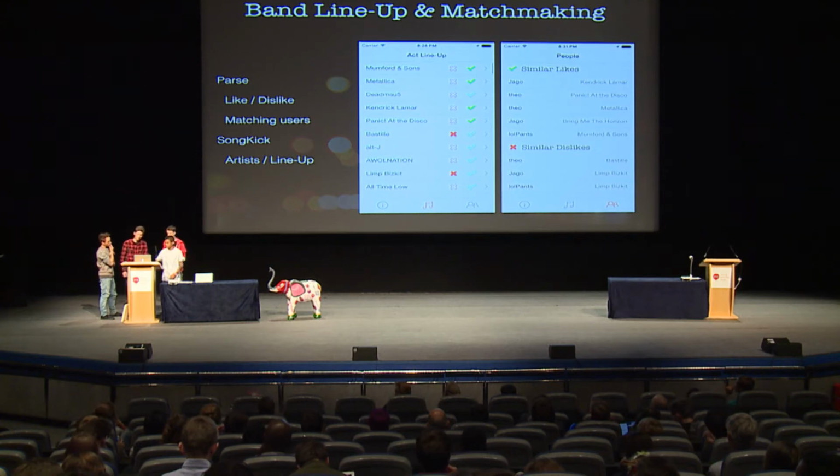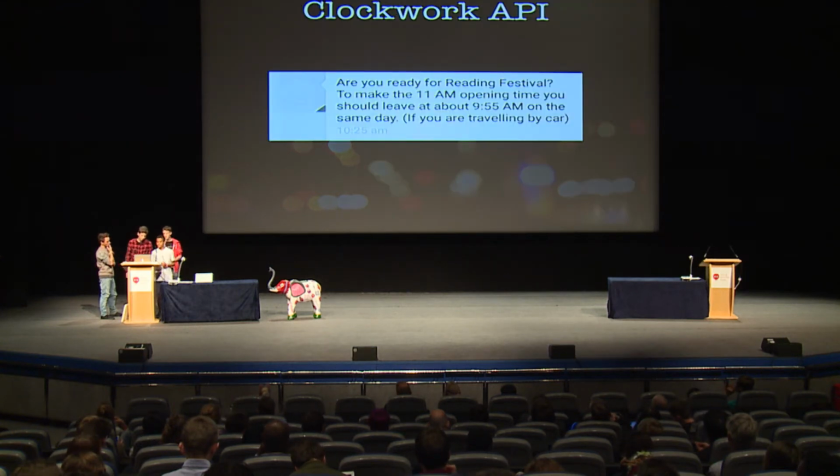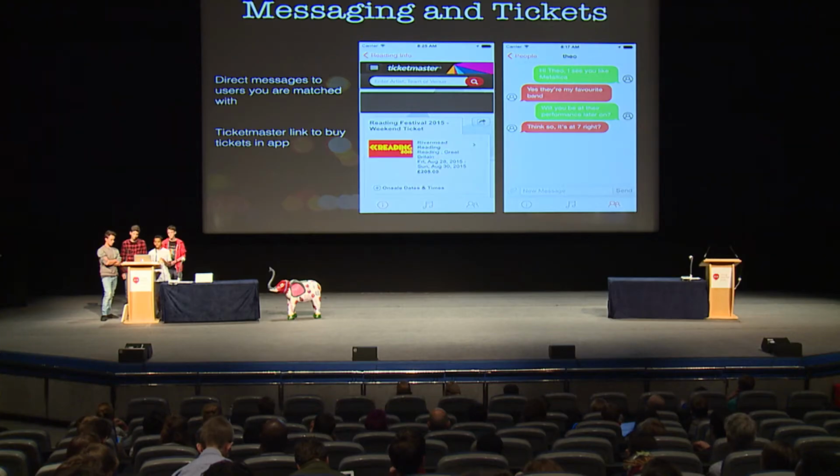We also integrated the Clockwork API to give you a notification of when you should leave for your festival. So that's calculated when it finds directions by car. It then takes away that travel time to give you a notification of when you should leave. We also added a link to Ticketmaster so you can buy tickets in-app, and also a very simple direct messaging system to send messages to people that you've been matched with.